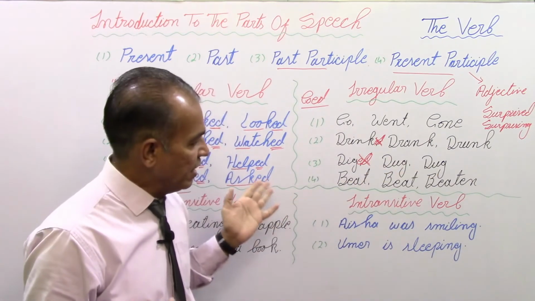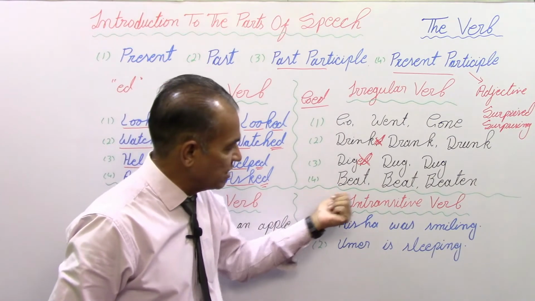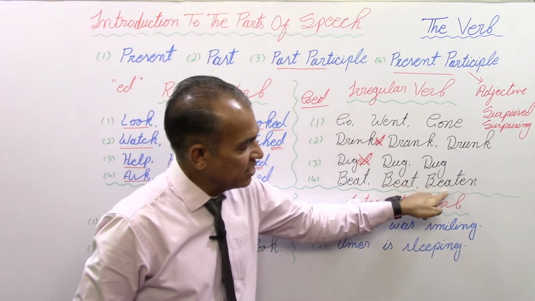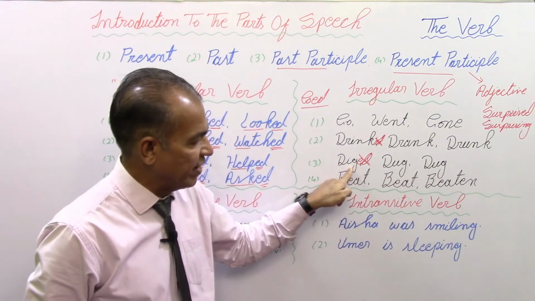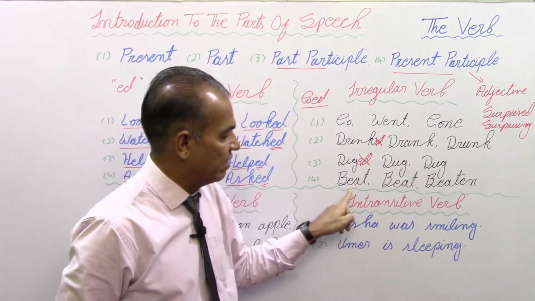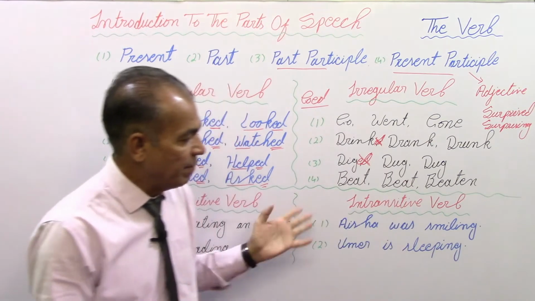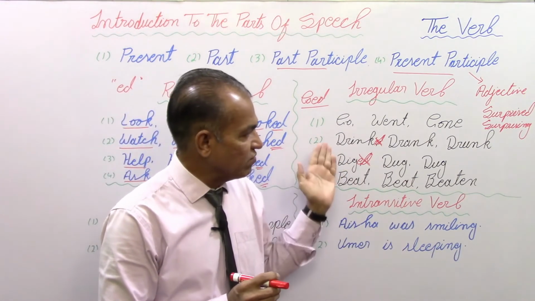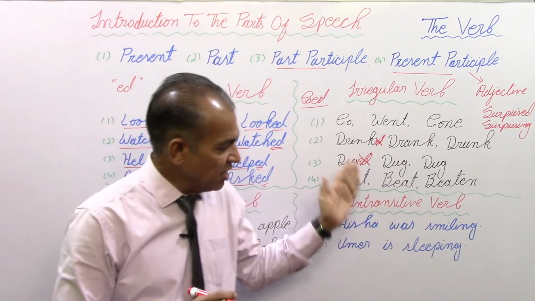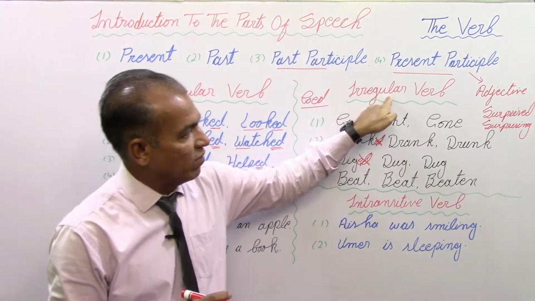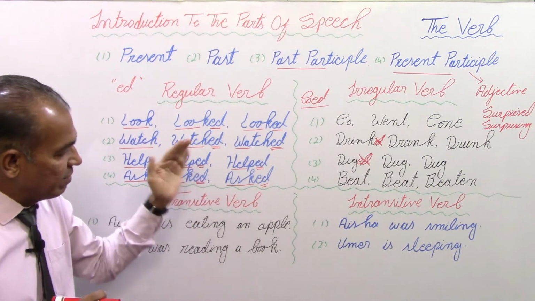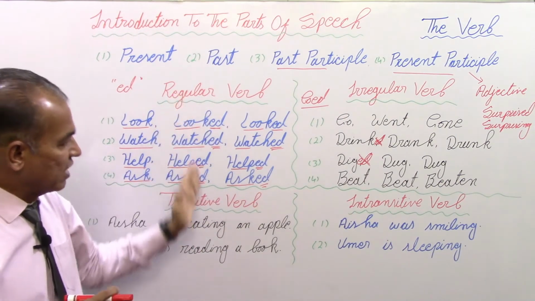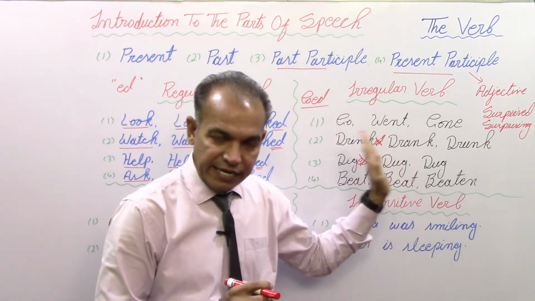In the same way, you can see the fourth example is beat. The first and second forms are the same and the third is different. Like here, the first is different and the second and third are the same. But here, the first and second are the same and the third is totally different. This means there is no fixed rule to change the first form into the second or third form. These kinds of verbs are called irregular verbs, and the verbs which can be changed into the second form by adding ed are called regular verbs. So these are called regular verbs, these are called irregular verbs.